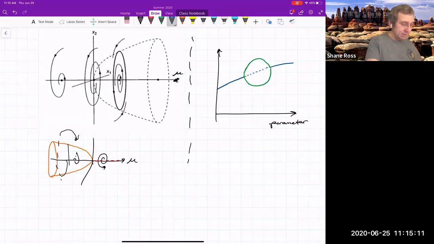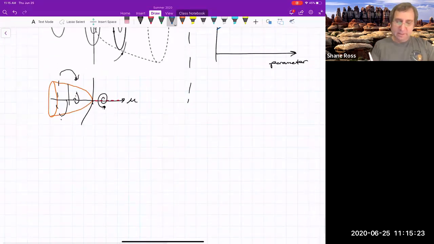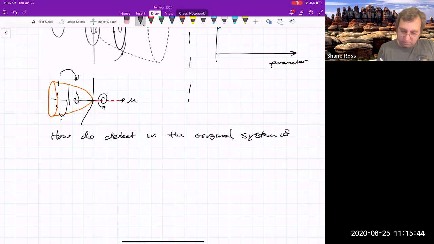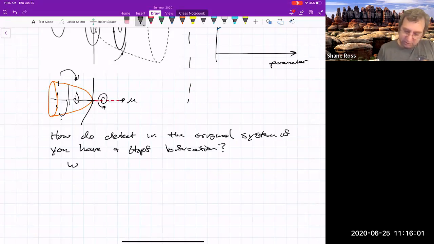We will talk about the Hopf bifurcation more later when we talk about bifurcations, because there are some simpler ways to find out if you have this case going on. So how to detect in the original system if you have a Hopf bifurcation? Without doing all of these normal forms, there's ways to find out. By original system, I mean the original vector field. So we'll find out later in the main bifurcation discussion.